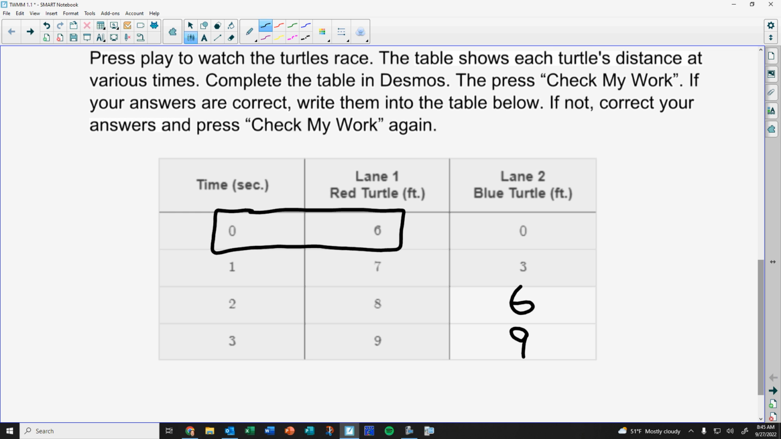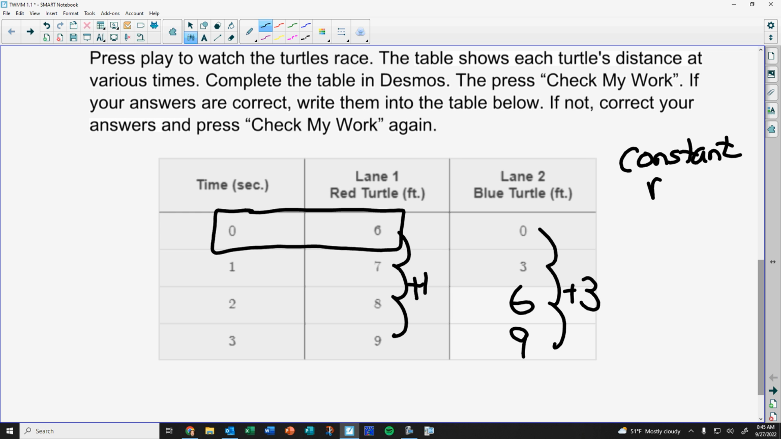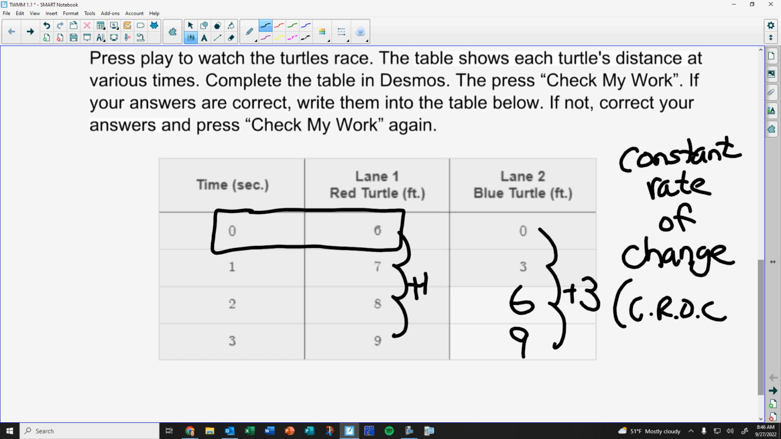So what do you notice about these two, the turtle in lane 1 and the turtle in lane 2? What do you notice about the numbers? Yep, these are going up by 1 every second, and these are going up by 3. So we call that something in math. Does anyone remember what it's called when it's going up by the same thing every time? Excellent. A constant rate of change. You'll see me abbreviate it. I call it this. The crack. Easy to remember.